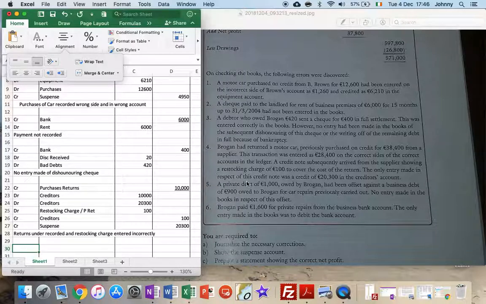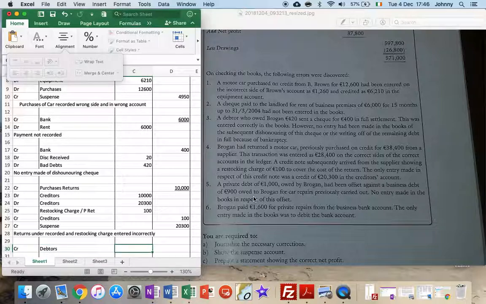Private debt. So private always makes me think it's either drawings or capital. So if the owner is putting money into the business, making the business richer, it's capital. He's taking money out as drawings. So 1,000 owed by Brogan, offset against his business debt of 900 owed to Brogan for car repairs. No entry made. Okay, so the business debt is the relevant one. So it is owed to Brogan. So that's debtors. So the debtors has been cancelled.